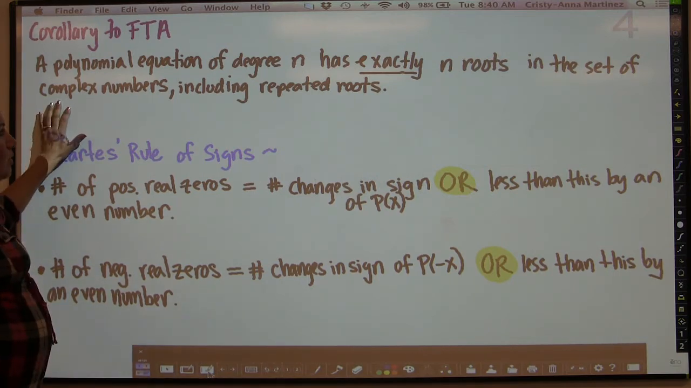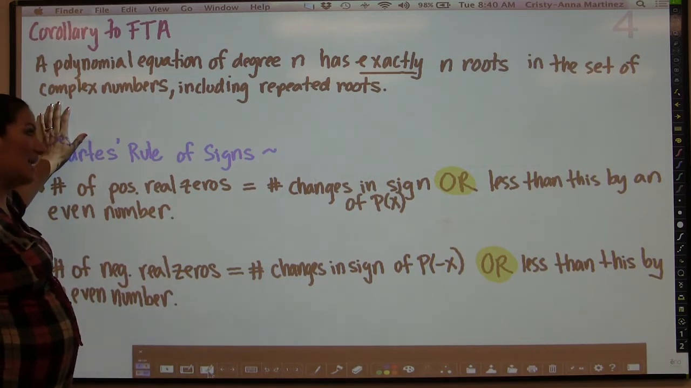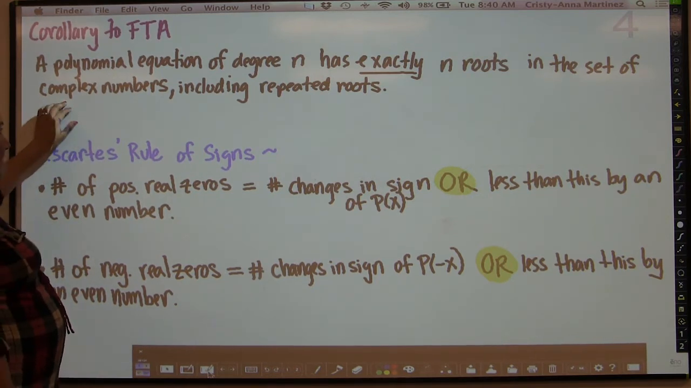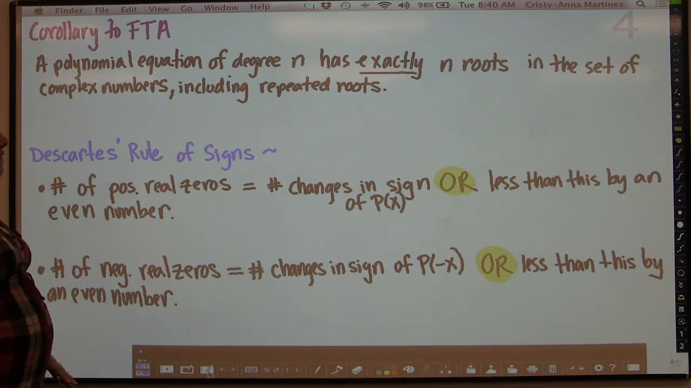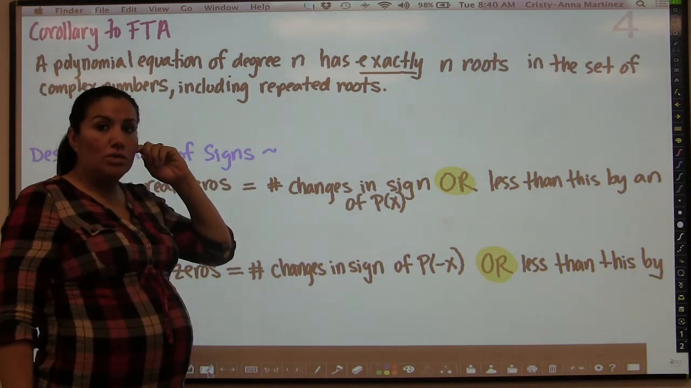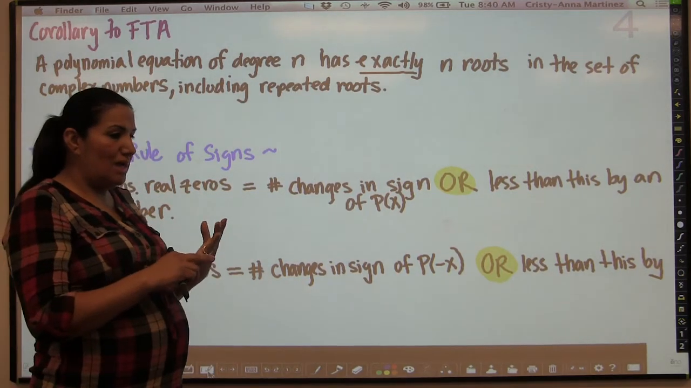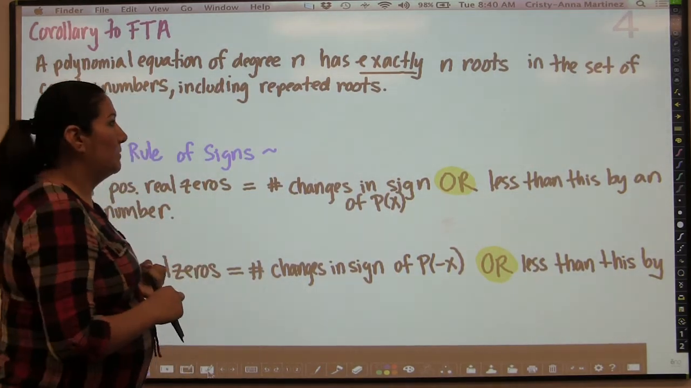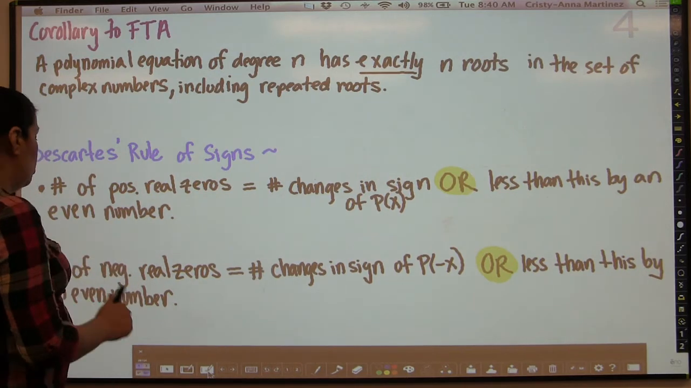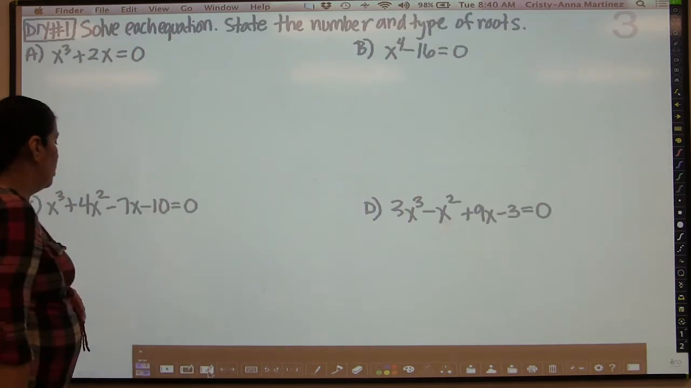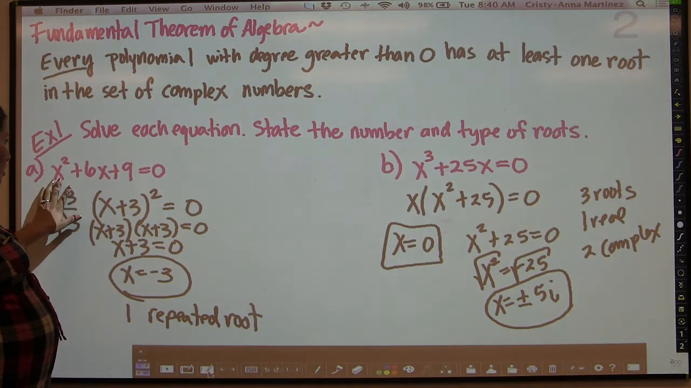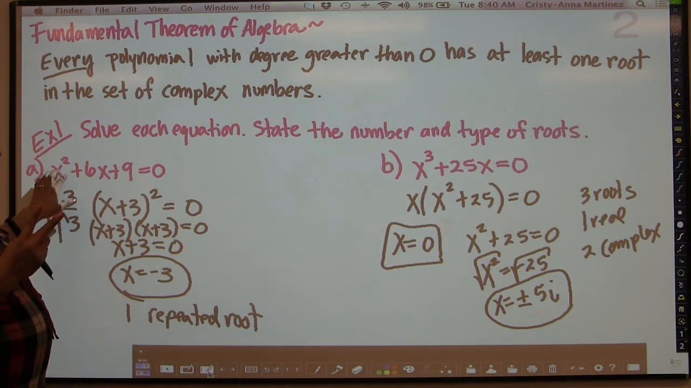A polynomial equation of degree n has exactly n roots in the set of complex numbers, including repeated roots. Again, that might sound really fancy, but basically it's saying that any polynomial of degree n is going to have n roots, once you take into account any repeated zeros or repeated roots like we did in the previous one. So for example, when you look at x squared, this is a polynomial of degree 2, the exponent here is 2.